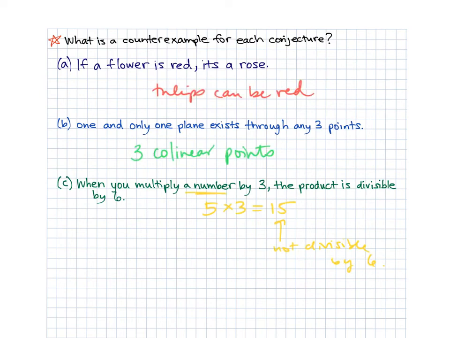Okay, so these are just my counterexamples. You can have other ones. Yours don't have to be the same. But A just has to be any other flower that can be red. So I said tulips can be red. Any other flower that you know that can be red could also be a counterexample.